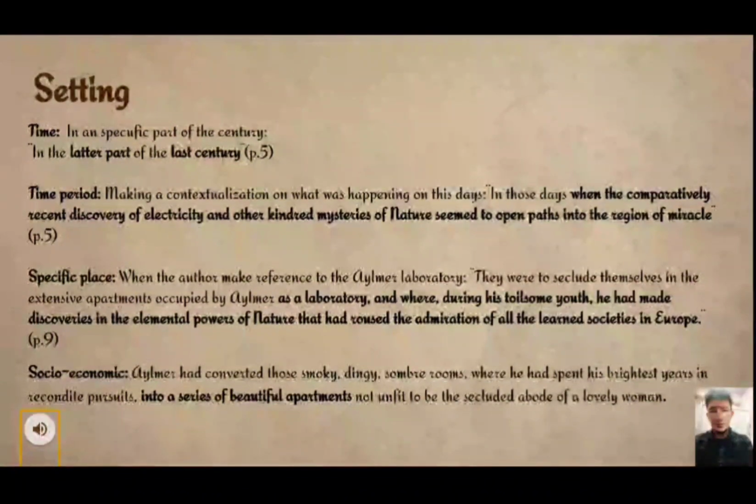Setting, time, in a specific part of the century. We have in the later part of that century, on page number 5, time period, making a contextualization on what was happening in those days. We have: in those days when the contemporarily recent discovery of electricity and other kindred mysteries of nature seemed to open paths into the region of miracle, on page number 5.